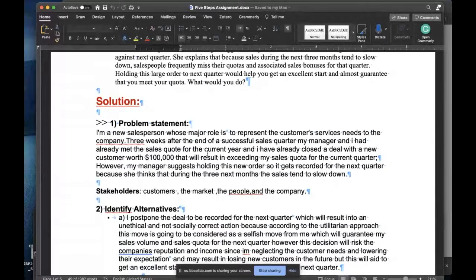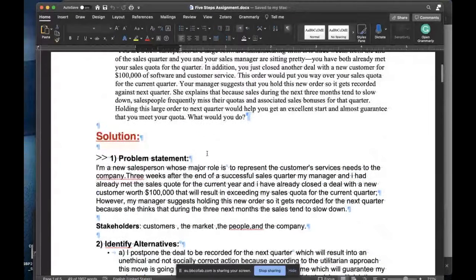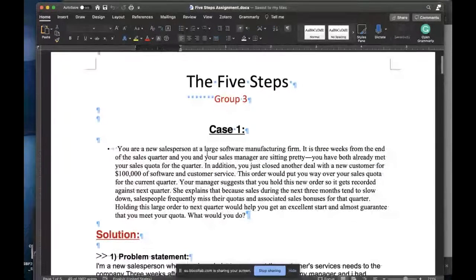Nice. Did you check what your friends did in the group, or you just put it all together and that's it? No, we checked and then we just arranged it together. When you checked, did you see improvements or no? They did a great job. Well, that's not very useful because then we cannot learn anything.